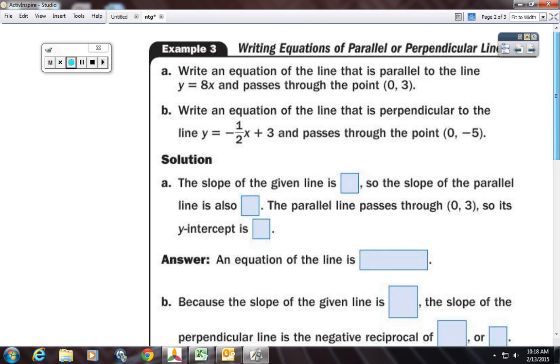It says, writing an equation of a line that is parallel or perpendicular. Remember what a parallel line is. They're lines like this. A parallel line has the same slope as its other parallel line. A perpendicular line is going to have opposite slope. So it says, write an equation of the line that is parallel to the line y equals 8x and passes through the point 0, 3.